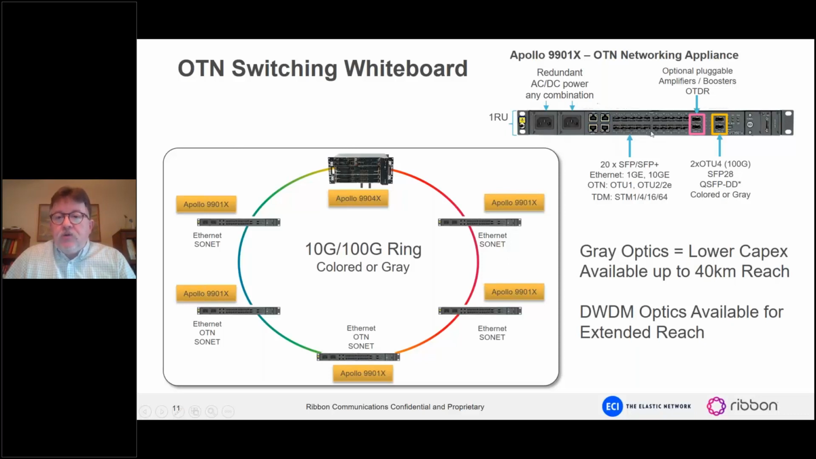For the client side, there are 20 SFP and SFP plus ports. So these are, I'm sure, very common to all of you in your networks today. They use standard off-the-shelf pluggables. And this is where you can plug in really anything you need to. You can plug in gigabit Ethernet, 10 gigabit Ethernet. You may have OTN framed traffic that needs to be multiplexed into an OTU4. And then, of course, we can handle virtually any SONET out there from OC3 to OC192.